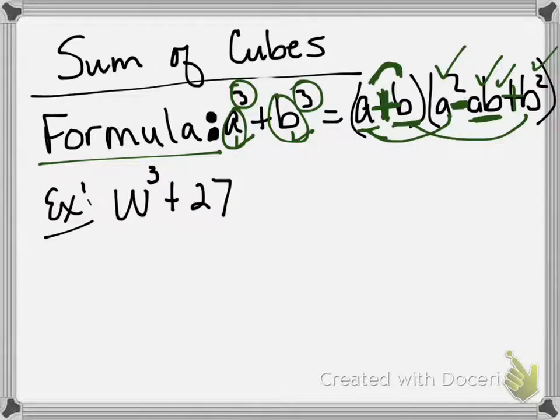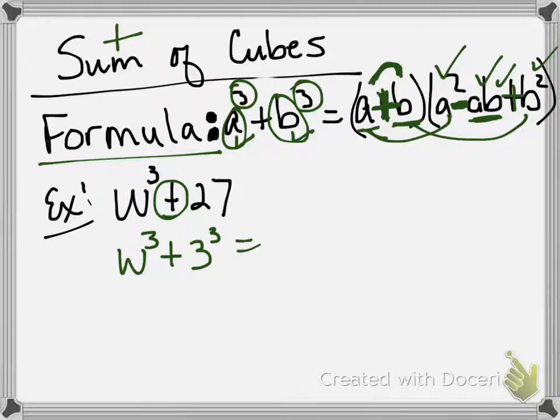If I have w to the third plus 27, is this the sum of 2 cubes? Well, is it a sum? Yes, because sum means addition. Are they cubes? Well, w to the third is a cube. And what is 27? 27 is 3 to the third power. So yes, it's the sum of cubes.